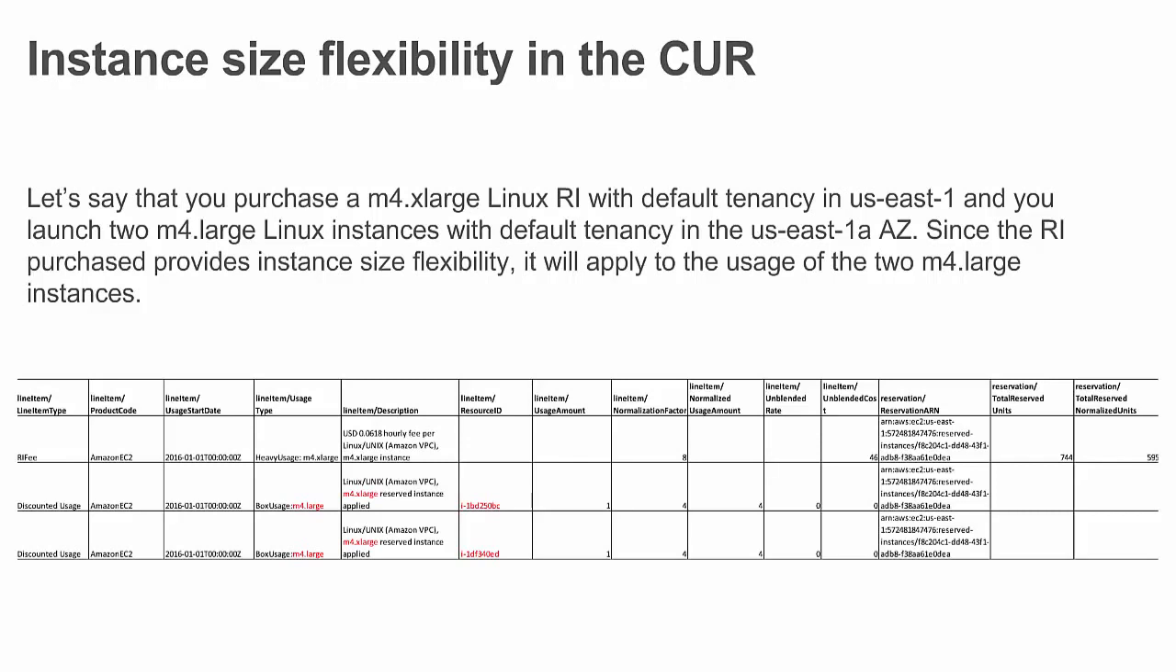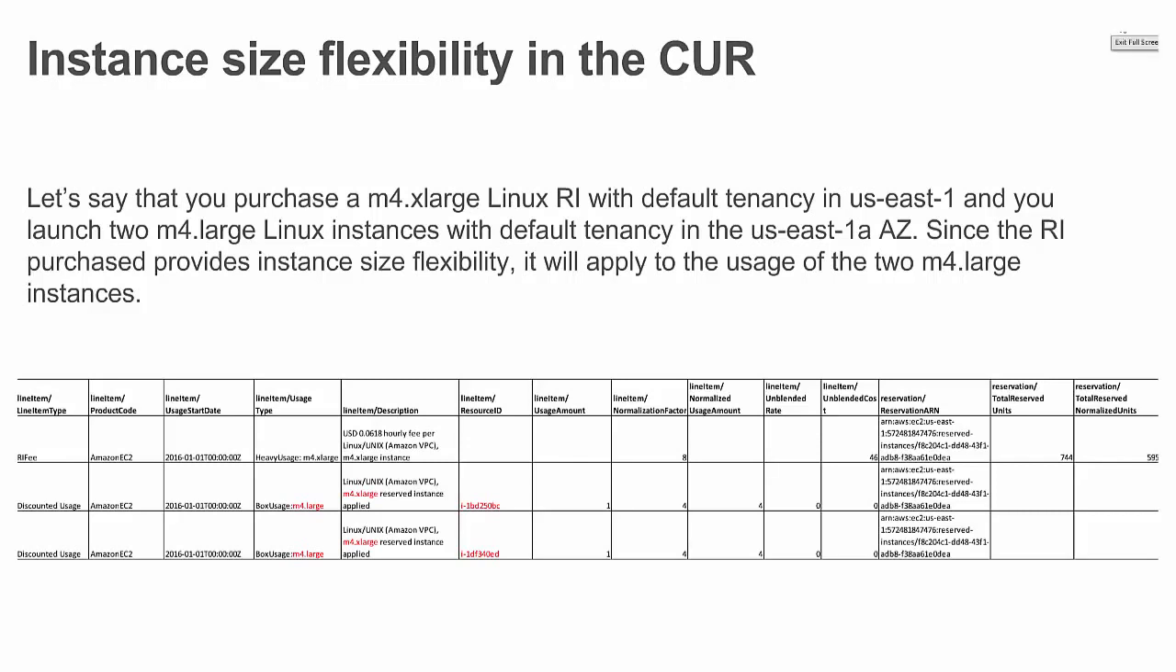Now let's look at how RI instance size flexibility is depicted in the Cost and Usage Report, or the CUR. The AWS Cost and Usage Report provides comprehensive data about your costs. This allows you to thoroughly understand individual costs and to analyze them in greater detail. You can use the AWS Cost and Usage Report to track your RI utilization, charges, and allocations.